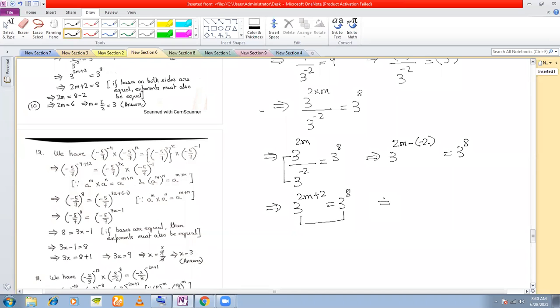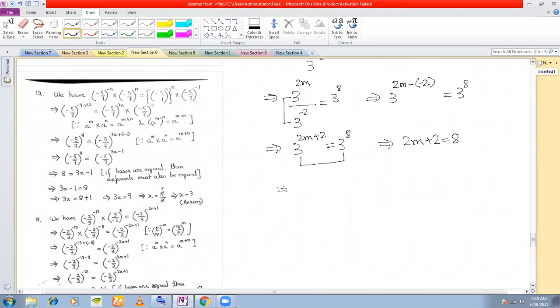Now see, the bases are same here, 3 and 3. That means the powers must be equal. 2m plus 2 must be equal to 8. Now this is a linear equation which you can solve. That means you can write this as 2m is equal to, take 2 on the other side, 8 minus 2. That means 2m is equal to 6. And that means m must be equal to 6 divided by 2. That means m must be equal to 3. The value of m here is 3.